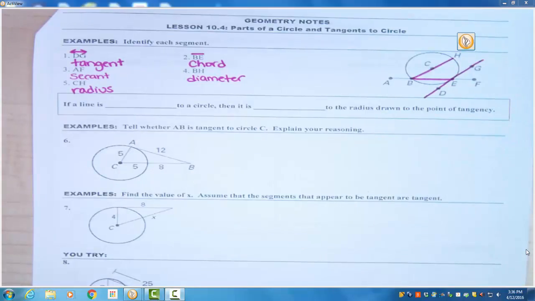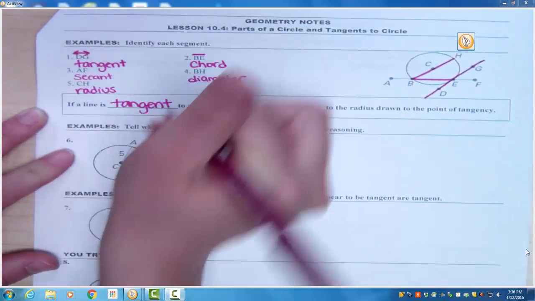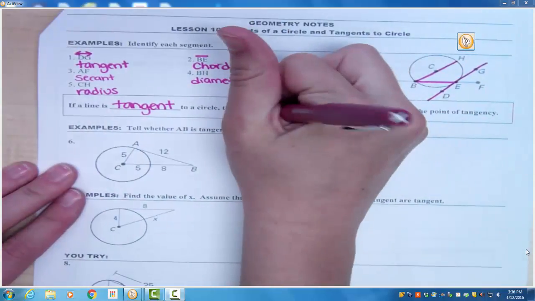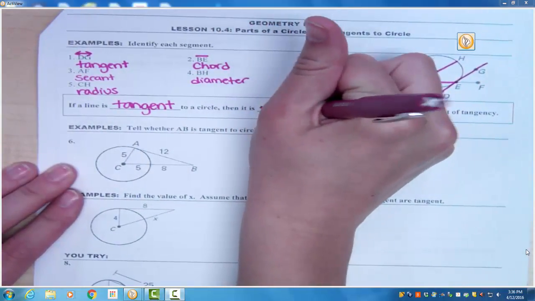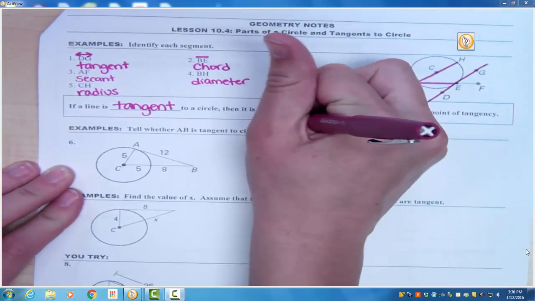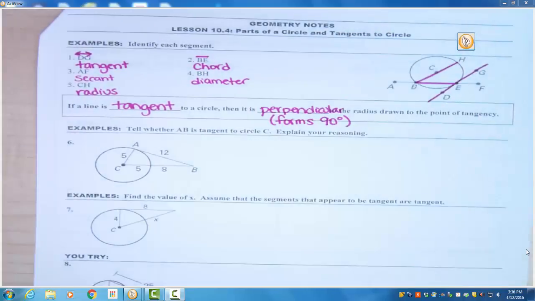So here, if a line is tangent to a circle, then it is perpendicular to the radius. Remember that perpendicular means that it forms a 90-degree angle.